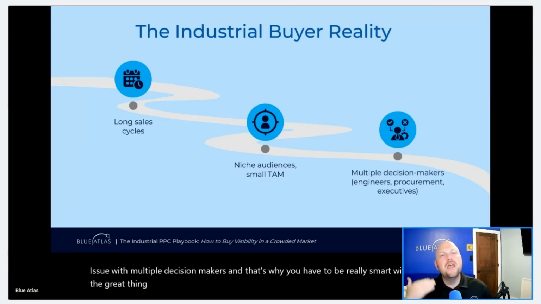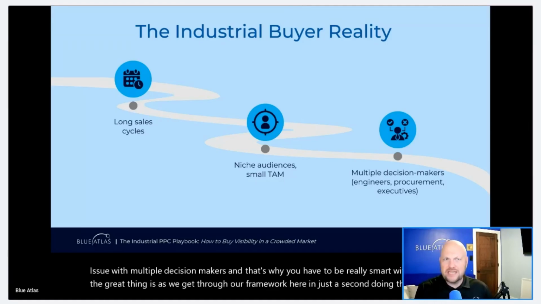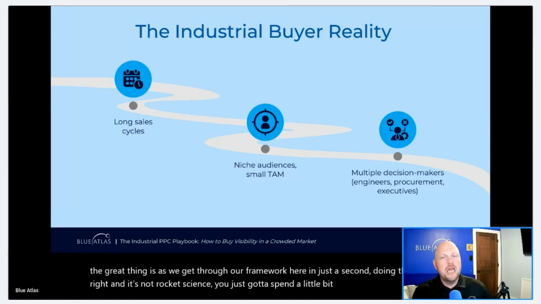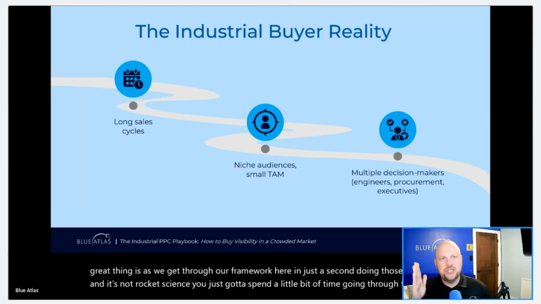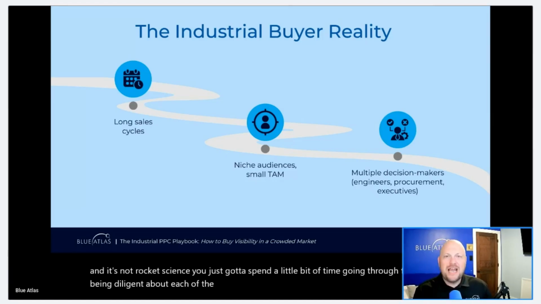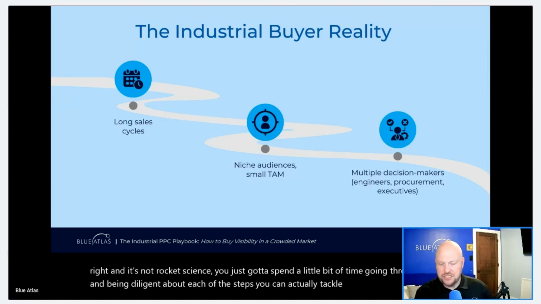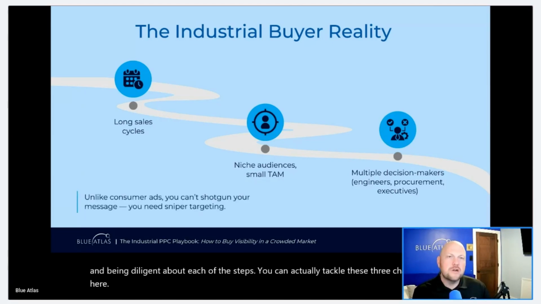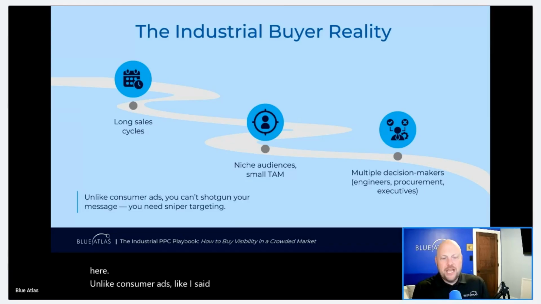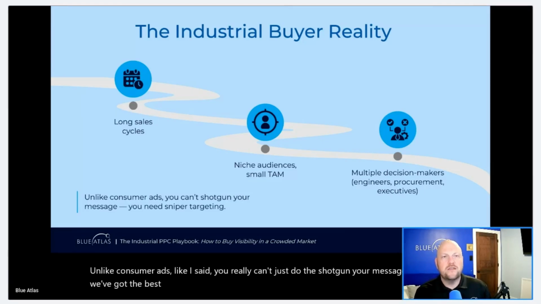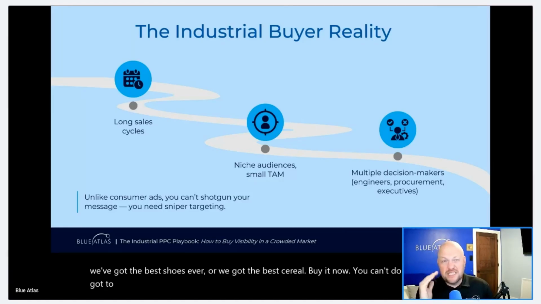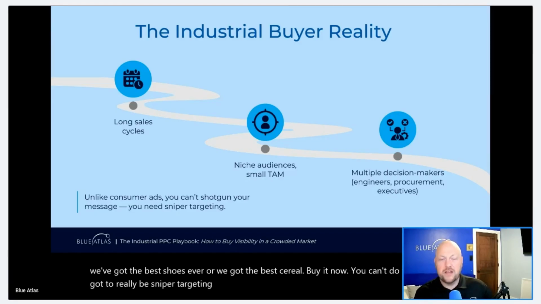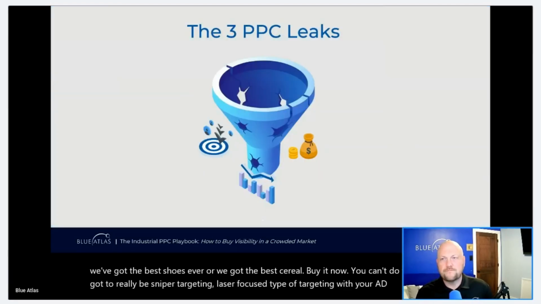Now, the great thing is, as we go through our framework here in just a second, doing those things right, it's not rocket science. You just got to spend a little bit of time going through them and being diligent about each of the steps. You can actually tackle these 3 challenges here. Unlike consumer ads, like I said, you really can't just shotgun your message. Like, hey, we've got the best shoes ever, or we got the best cereal, buy it now. You can't do that. You've got to really be sniper targeting, laser focused type of targeting with your ad groups.